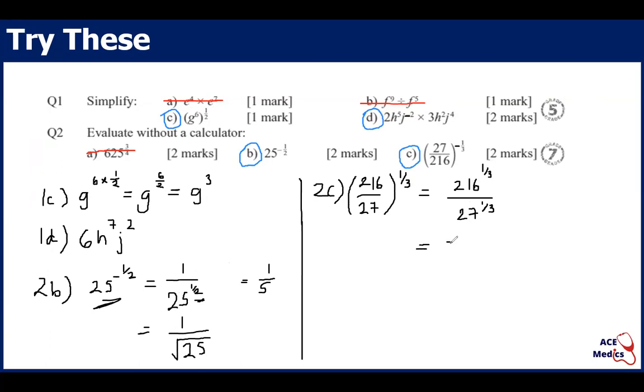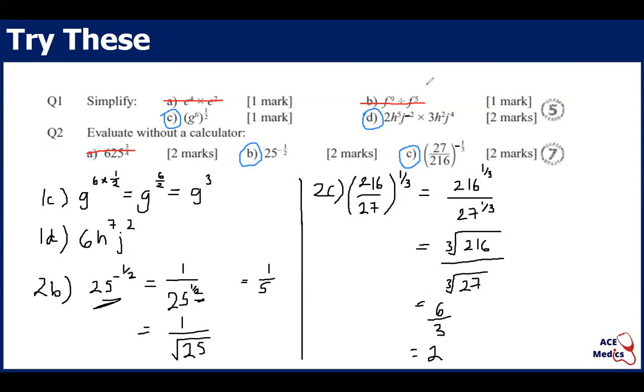Cool, okay. Then all we need to do is we know that something to the power of a third is the cube root. So we're finding the cube root of 216 and we're finding the cube root of 27. Now I do think this is very mean to do it without a calculator. The cube root of 216 is 6, and the cube root of 27 is 3. So look at that, it looks nice and easy. So we've got 6 divided by 3, which is 2.